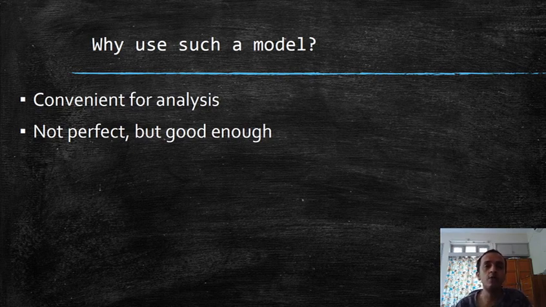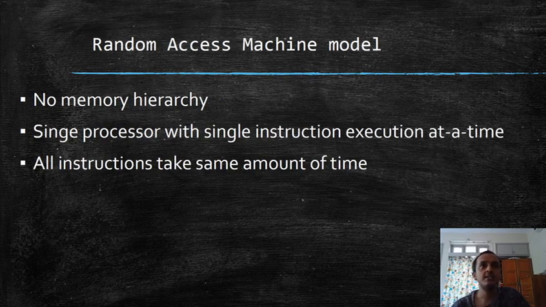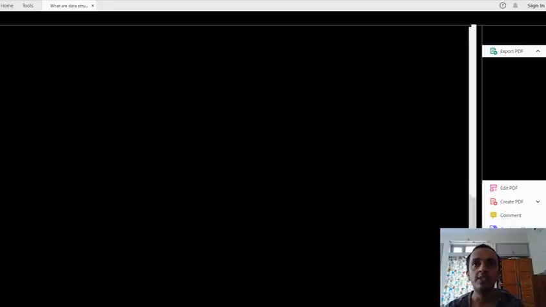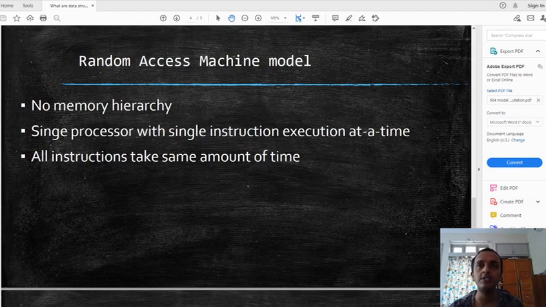So we are going to henceforth deal with a simple abstract computer which has these attributes: no memory hierarchy, single processor, single instruction at a time, and all instructions are of the same cost. With this as the model of our computation, we'll proceed further with this course.